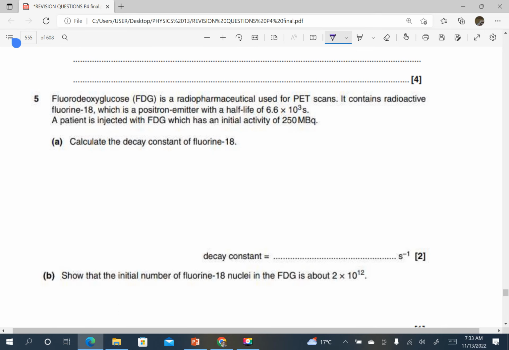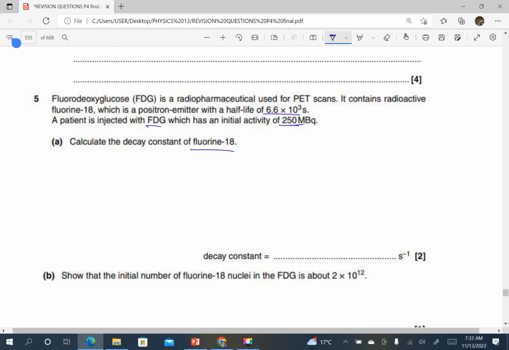Then FDG, that is fluorodeoxyglucose, is a radiopharmaceutical used for PET scans. It contains radioactive fluorine F18, which is a positron emitter with a half-life of 6.6 times 10 power 3 seconds. A patient is injected with FDG, which has an initial activity of 250 megabecquerels. Calculate the decay constant of fluorine.